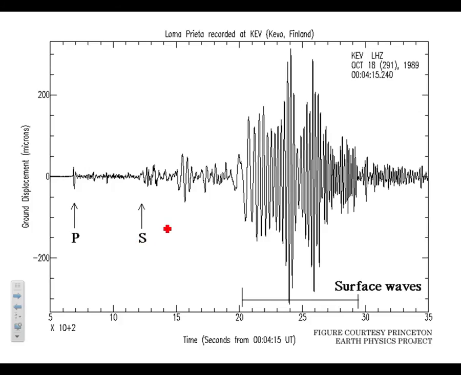For example, let's look at this one. This was from the Loma Prieta earthquake. This was the 1989 San Francisco earthquake, the World Series earthquake. It was recorded in Finland. So earthquake in California, recorded in Finland.